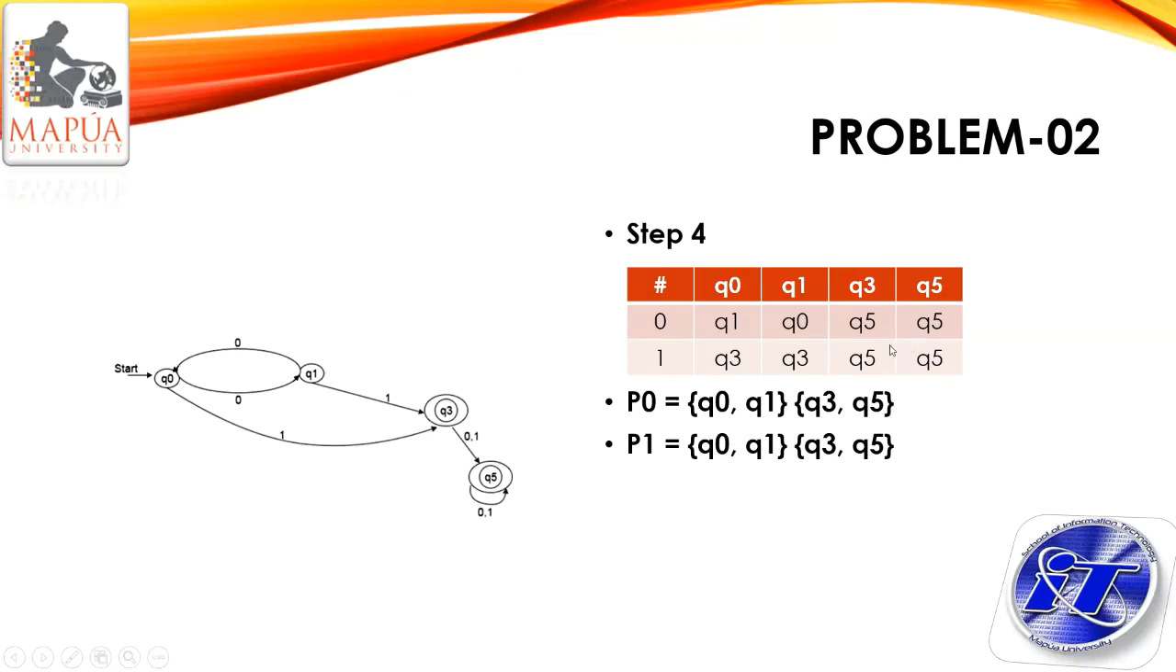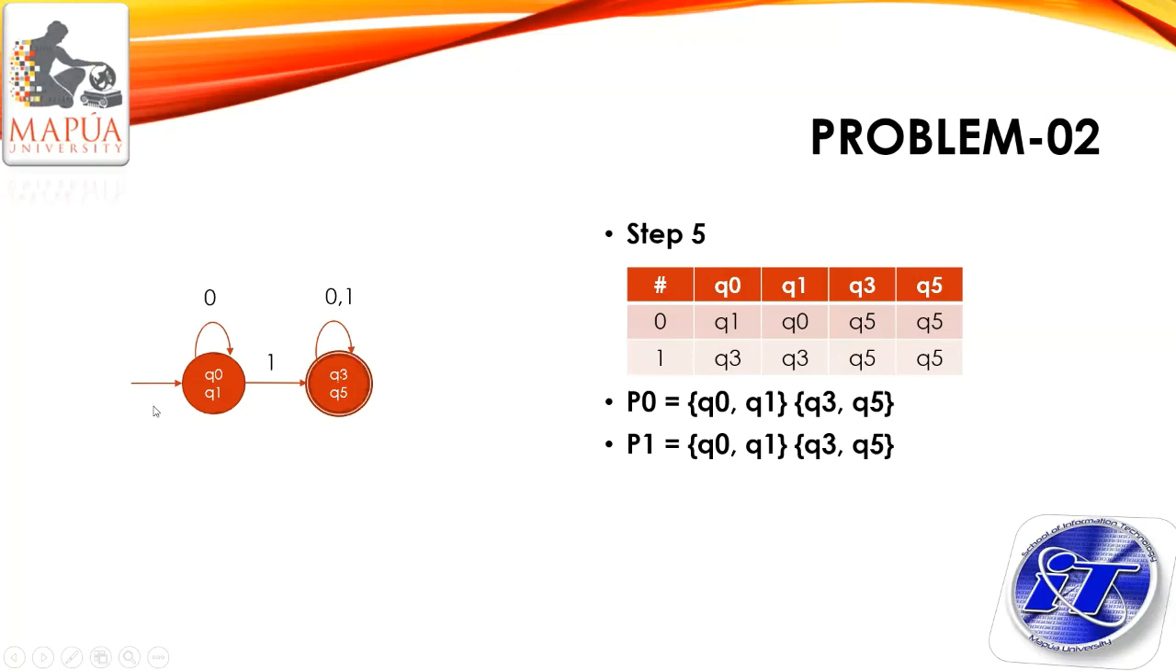While Q3 and Q5 have the same behavior regardless if it's 0 or 1. It will just go to Q5. Since P0 and P1, equivalent 0 and equivalent 1, are the same, therefore this is the final grouping. So when we draw the automaton, we only have two states.